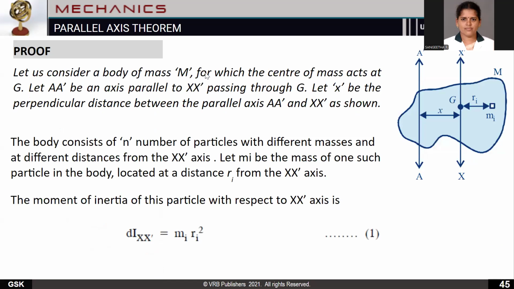So now we can prove the parallel axis theorem. Here we consider a body. The mass of the whole body is m, and it has a center of mass. That center of mass acts at the point G.